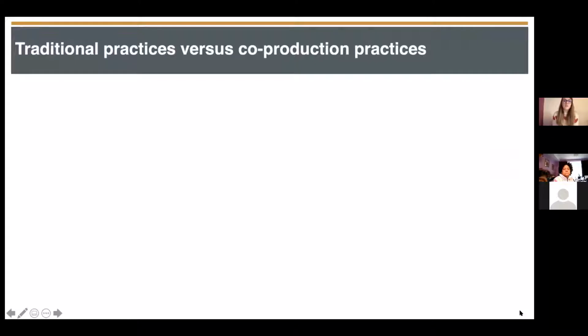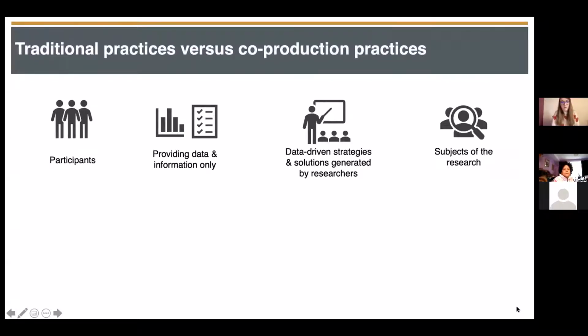So just to start with, and to give an overview of the differences between traditional practices and co-production practices. In traditional practices, individuals who are engaged in the research are described as participants, and they're engaged in the research to provide data and information as part of the study. And then the strategies and solutions that are generated throughout the research processes are directed solely by researchers. And these individuals are seen as subjects of the research.